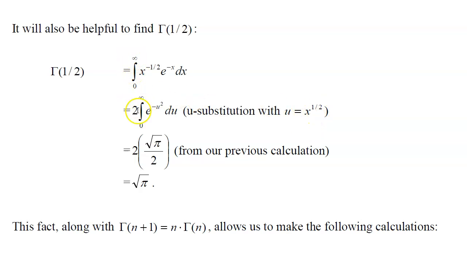So we go from 0 to infinity. It stays 0 to infinity though, right? If x is 0, u is 0. And if x is infinity, u is infinity. Okay, so notice we get 2 times the square root of pi over 2. We get the square root of pi.